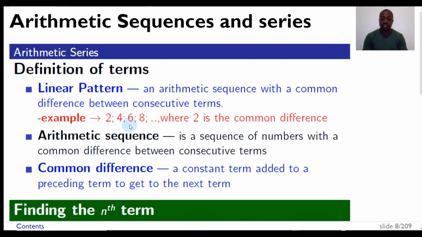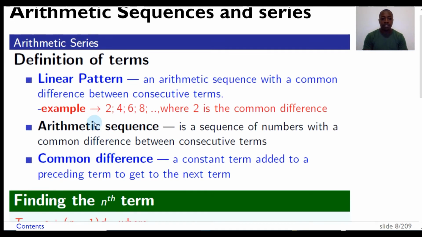On the arithmetic series, I define a linear pattern in an arithmetic sequence with a common difference between consecutive terms. An arithmetic sequence is a sequence of numbers with a common difference between consecutive terms. Common means it's the same across the consecutive terms, and difference, mathematically, means you are subtracting. So if you look at the example above, I have the terms 2, 4, 6, and a reminder, this is not a series, this is a sequence.